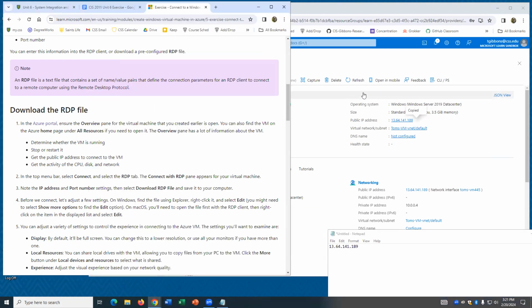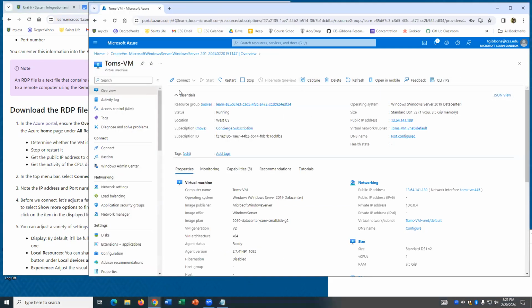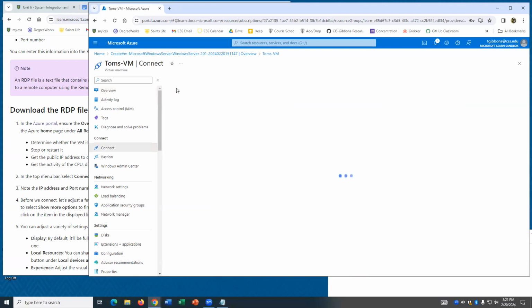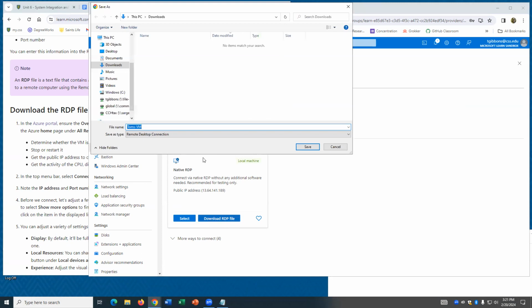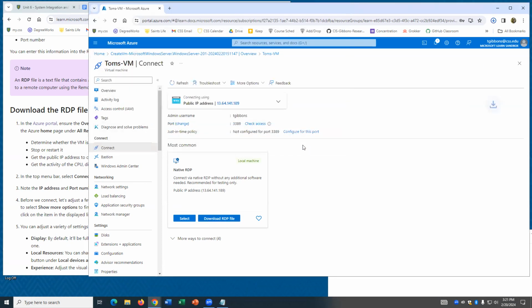And now I'm going to connect to it. So with that virtual machine, there should be a connect button at the top. So I'm just going to hit that and connect. It again shows me my public address for this, and I can then download this RDP file. So I'm going to download this file. This will be a configuration file. In mine, I'm going to save it to downloads. I'm going to save that.